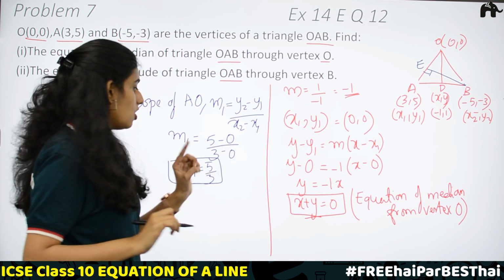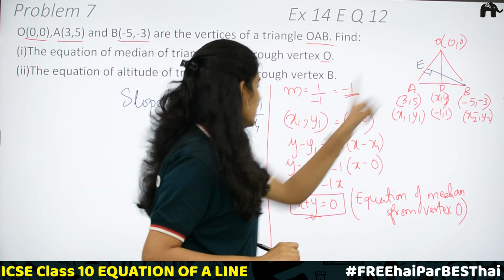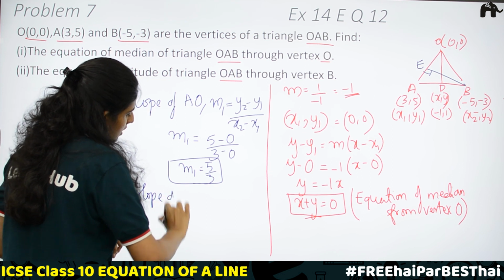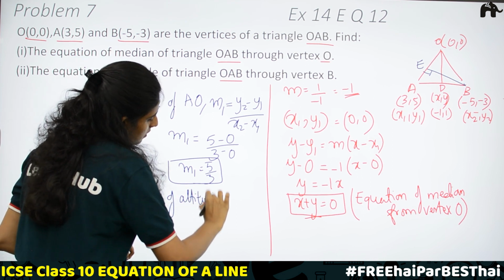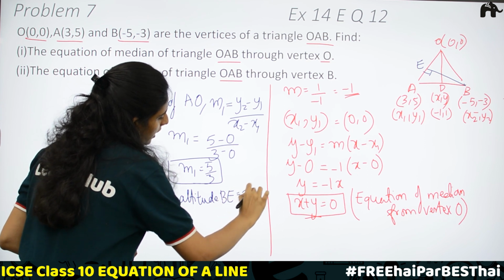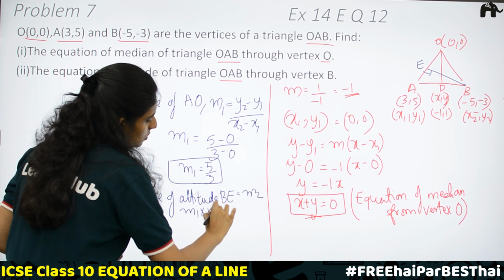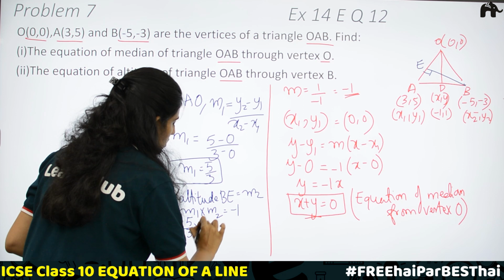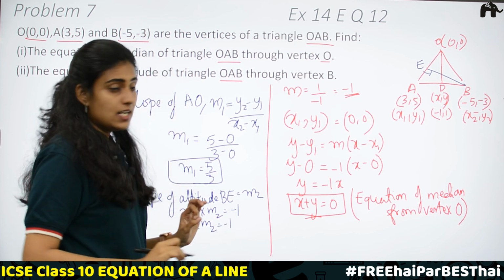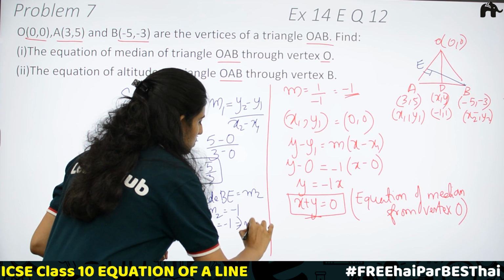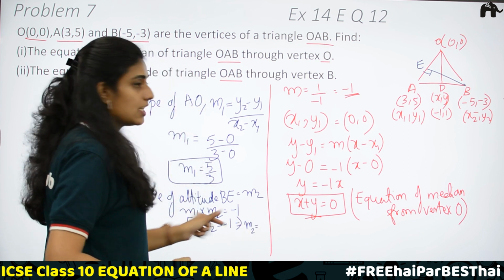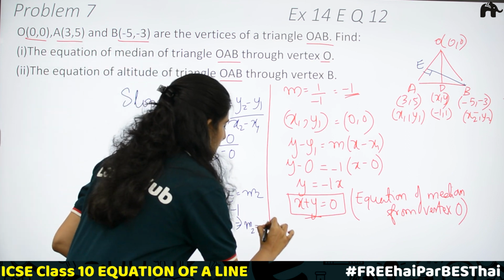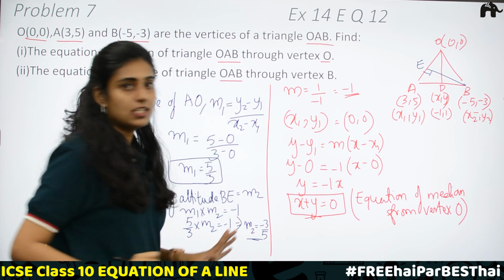Okay, we got the slope of AO as 5 by 3. Now, let the slope of altitude BE be equal to M2. We have M1 into M2 is equal to minus 1. Put the value of M1: 5 by 3 into M2 is equal to minus 1, which implies M2 is equal to, taking the reciprocal and multiplying, minus 1 into 3 by 5, which is minus 3 by 5. Okay, we got the slope now.